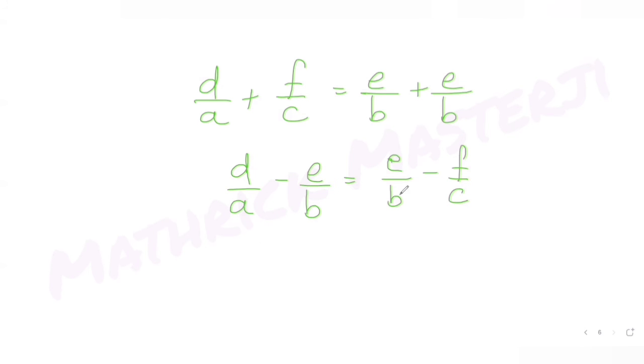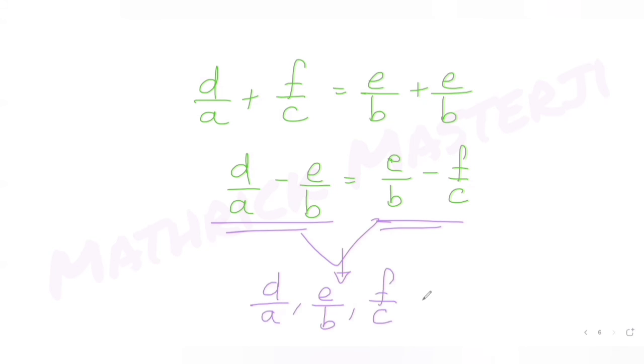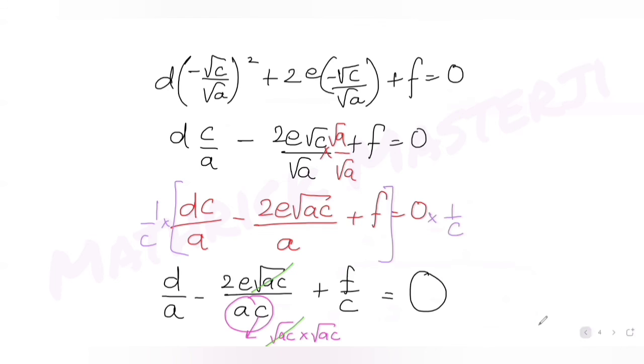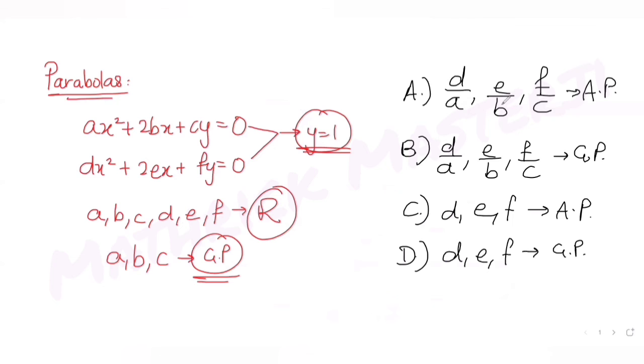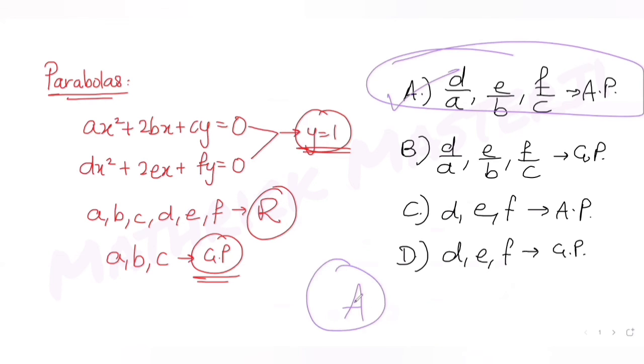So when the difference between the consecutive terms is constant, we know it basically becomes an arithmetic progression. So I can say d over a, e over b, and f over c are in arithmetic progression. And if you see the answer choice that matches here with the question, it is option A. So A becomes the correct answer for the question given to us here.